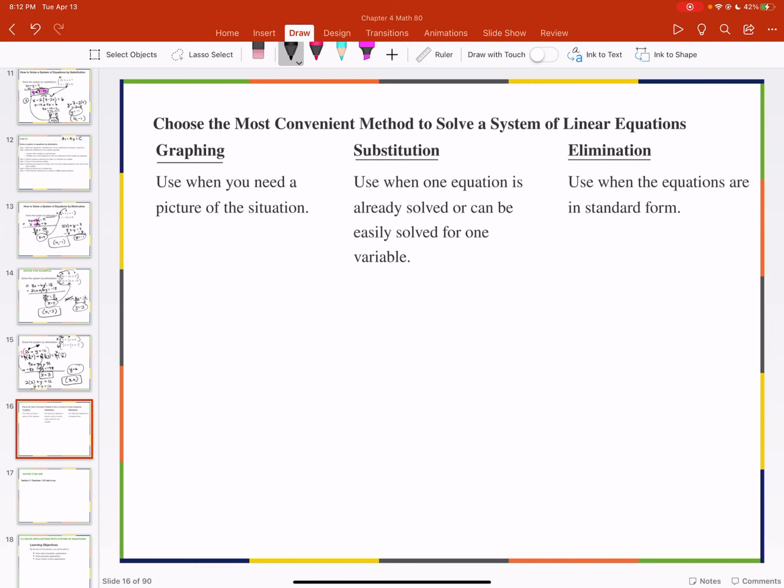All right, so how do we know when to use what? So you would use graphing if you need to have a picture. It's not as common. Substitution would be when one equation is already solved or can be easily solved for one variable. But the go-to usually is elimination. People use that the most.